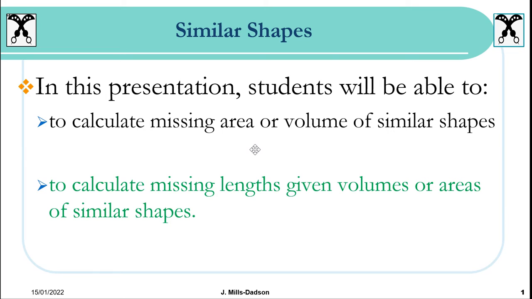This is lesson 2 on similar shapes, where we talk about calculating missing area and volume of similar shapes and also finding missing length of similar shapes.